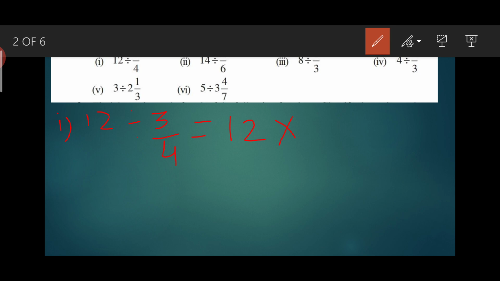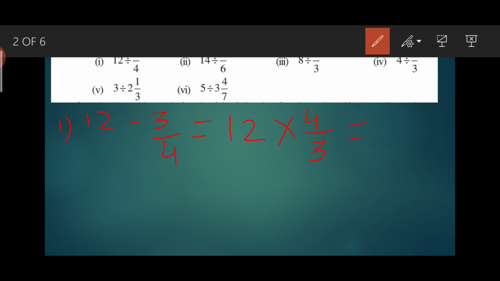upon 4 is the divisor. Divisor means the number by which we are dividing the dividend. So here 3 upon 4 is the divisor. So we have to take the reciprocal of 3 upon 4, and I have told you that reciprocal means you just have to swap the values of numerator and denominator. So if 3 is numerator, in the reciprocal 3 will be denominator, and if 4 is the denominator, then after reciprocal 4 will be numerator. So the reciprocal of 3 upon 4 is 4 upon 3.